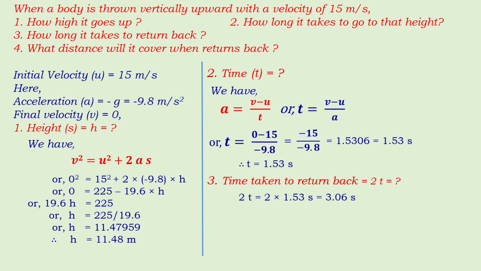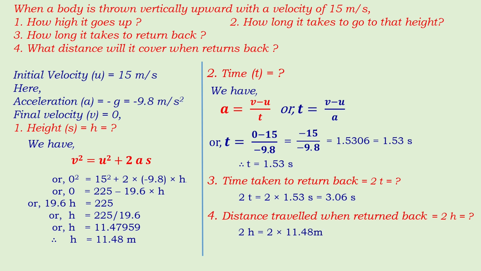And now the last question. What distance will it cover when it returns back? Distance traveled when returned back. It means when it goes up, if the distance traveled is h height, then when it comes back to the hand, again the distance covered is the same height. That's why 2 times h. So we can write 2h is equal to 2 into 11.48 meter. When we multiply, we'll get 22.96 meter. This is a numerical problem related to a body when it is thrown vertically upward.